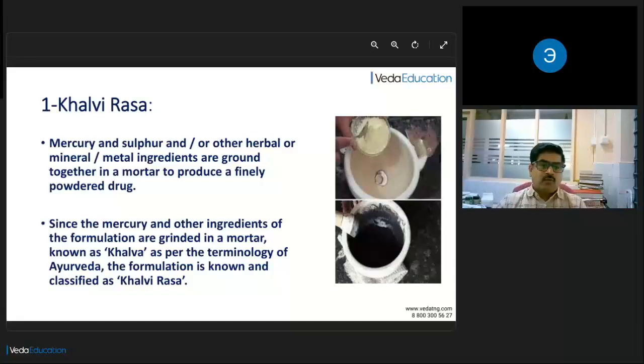Okay? So, since the mercury and other ingredients of the formulation are ground in a mortar known as kalwa, as per the terminology of Ayurveda, the formulation is known and classified as Kalvi Rasayana. That means the one which is prepared in kalwa, or mortar, is termed Kalvi Rasayana.